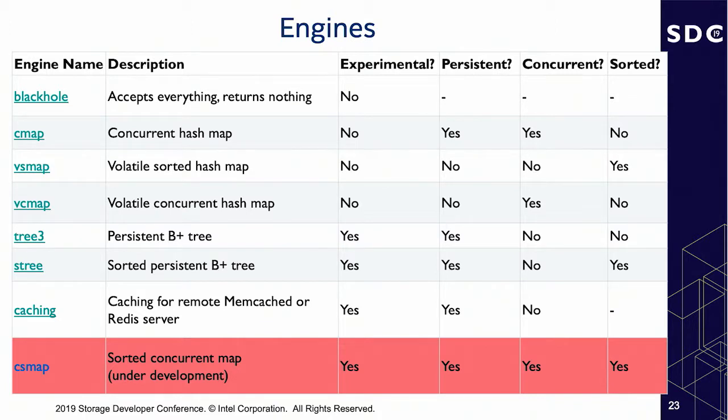Concurrent hash map is the one that's the most exciting, right? It's a persistent memory engine, and it's highly multi-threaded. It scales really well. It's based on, so Intel's had this library called the Threading Building Blocks library that they've been shipping for years, and it's this library that has been written to be highly multi-threaded.